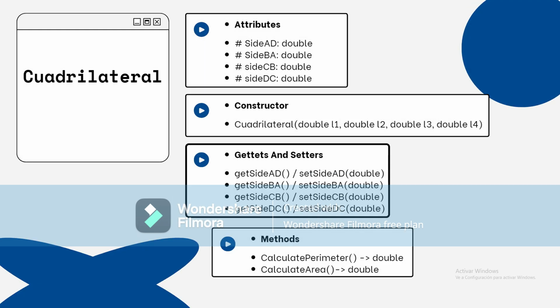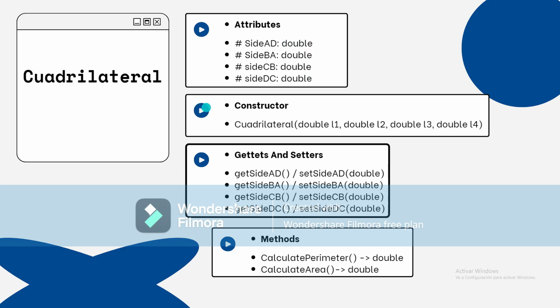I'm going to show you what Quadrilateral is and how I made it. In Quadrilateral, I introduce the attributes side AD, BA, CD, and DC. All of these are protected by the number sign, and this means that this protected attribute is going to protect the value of this attribute, so it can't be overwritten or anything. Also, they are double.